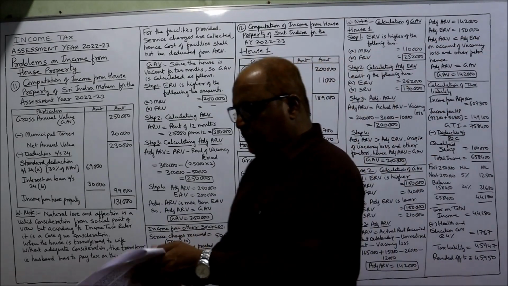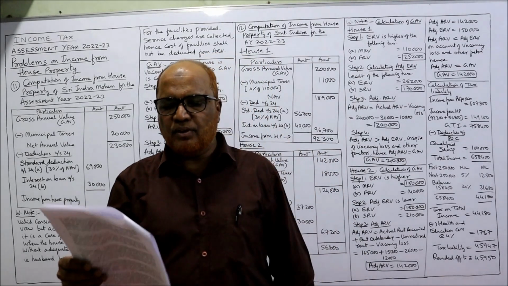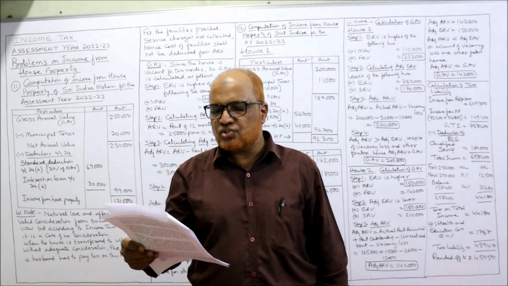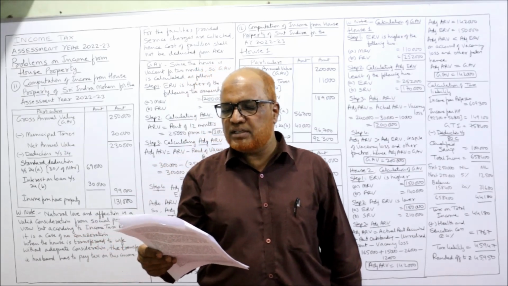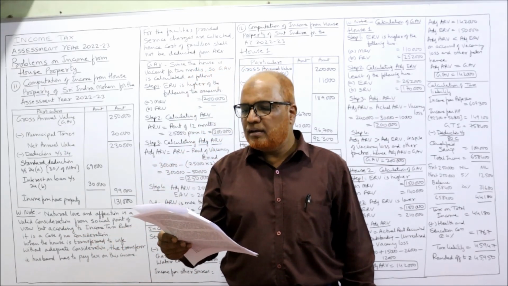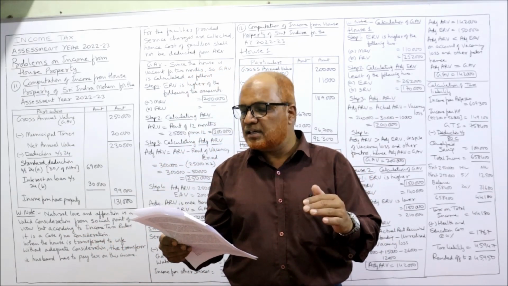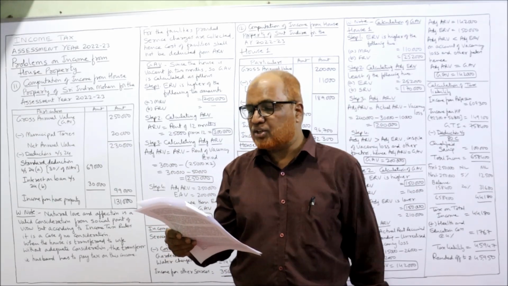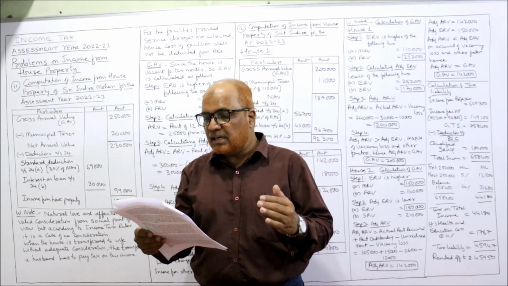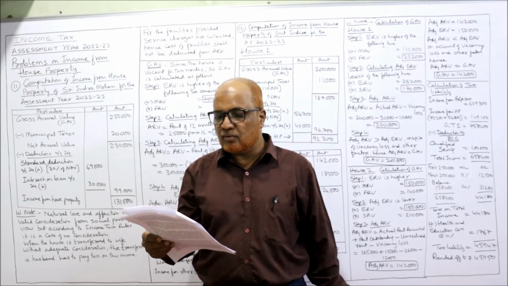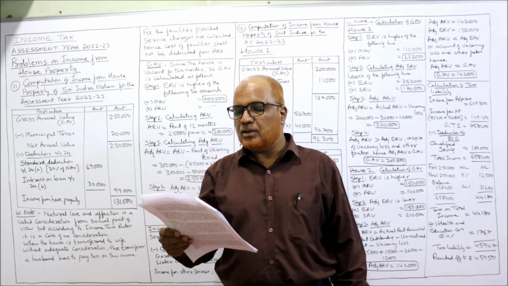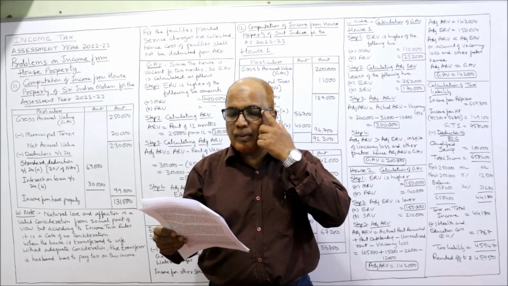Come on, see the 11th problem. See the problem carefully. Sri Indra Mohan constructed a house in Delhi in 2010 and transferred the house for a consideration of natural love and affection to his wife. Presently, the house is let out on a monthly rent of 30,000, including 5,000 for services provided, for residential purpose.